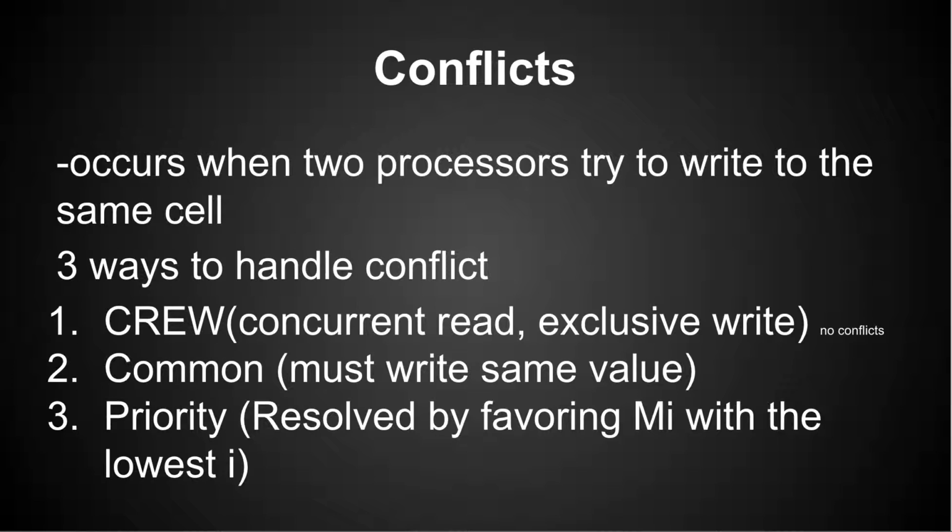There is CREW, basically, where only one person can write at a time, but everyone can read concurrently. There's common, which basically allows anyone to write if they're writing the same value. And then priority: the lowest i of the Mi machines will get its written value put into the cell.